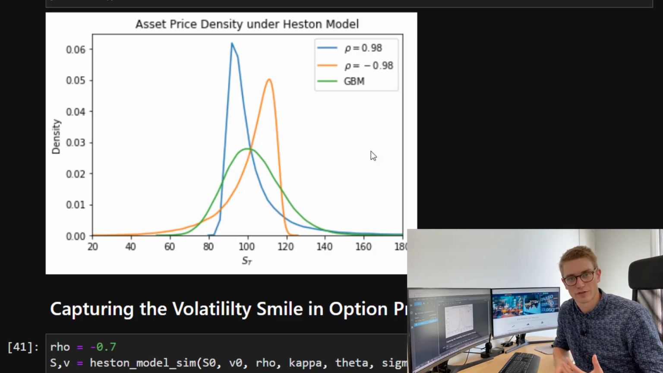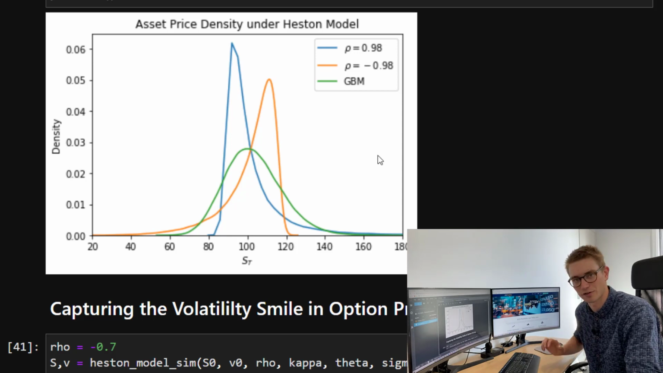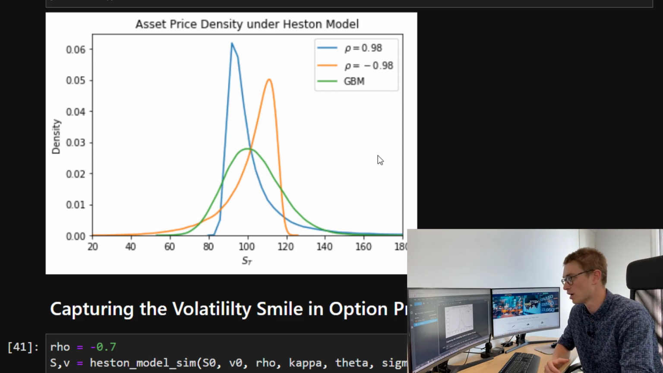So obviously the leverage effect identified by Black in 1976 was actually the opposite effect. This is where increased volatility led to negative asset price returns. And you can see that here in this skewed distribution with negative correlation. So we can actually capture this leverage effect in the Heston model. So that's one of the really desired properties about this model. What you'll also find from this is that we can actually capture the volatility smile.